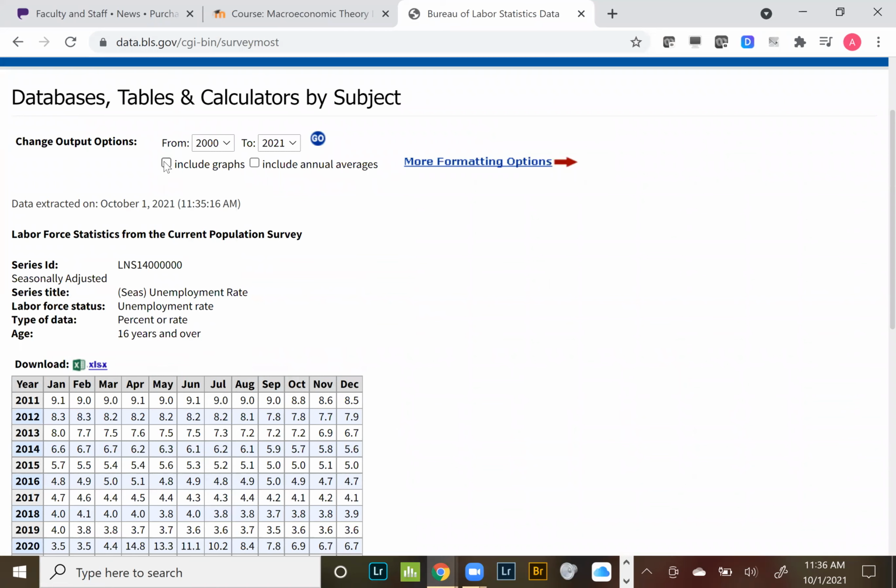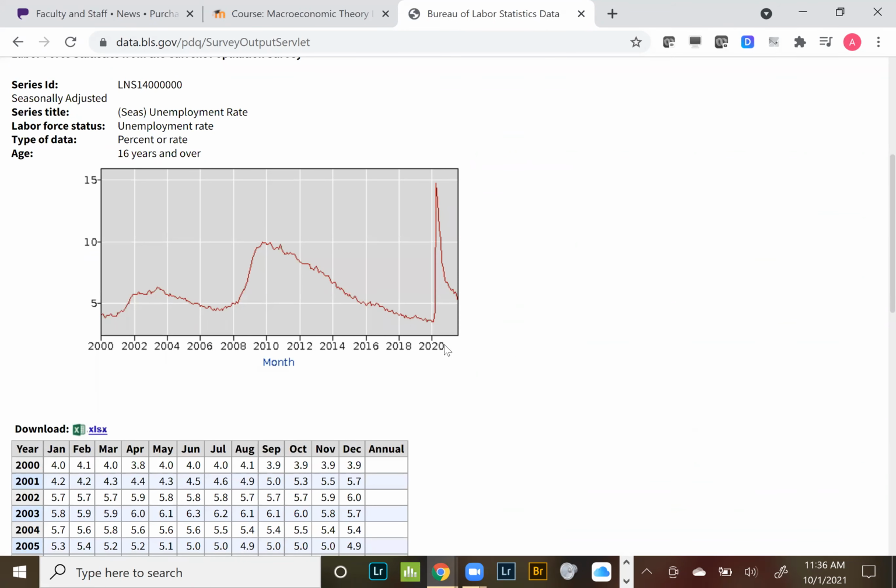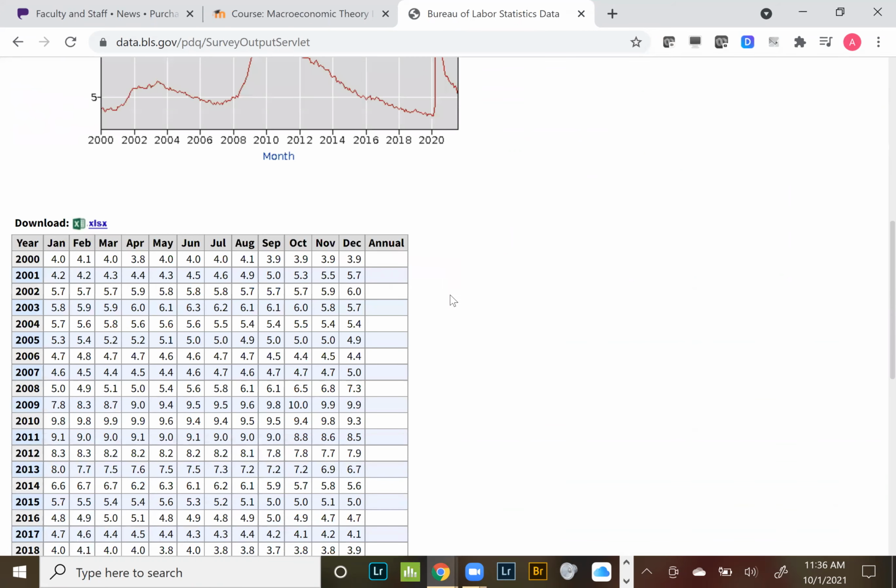Oh, it even includes graphs and averages. Oh my God, this is amazing. Yeah, this is the COVID. Look at that, that spike tells it all. And then these are the numbers, right?